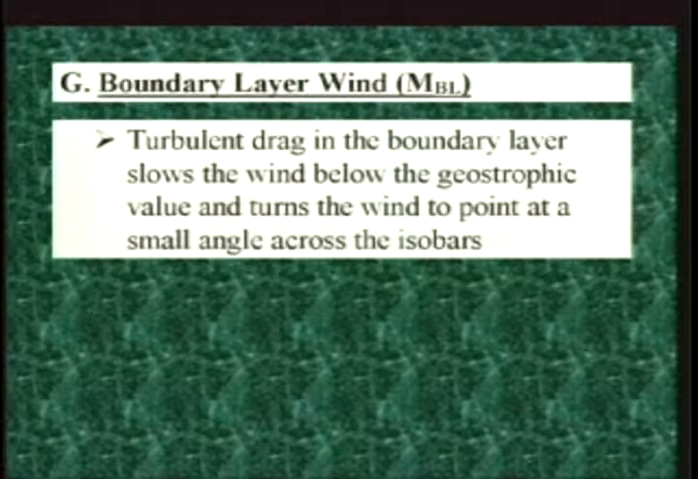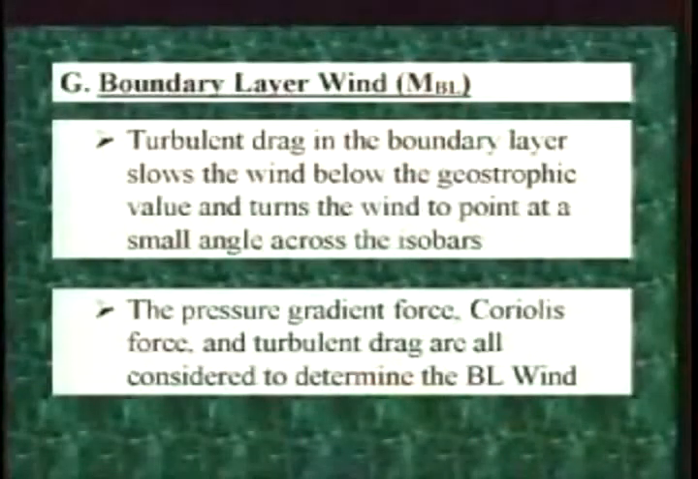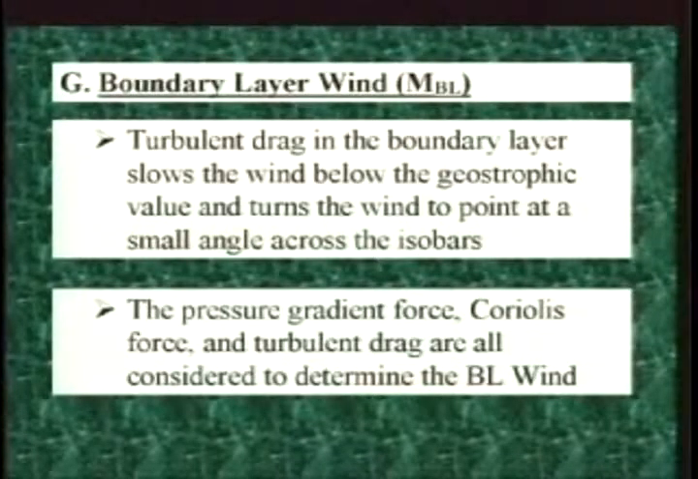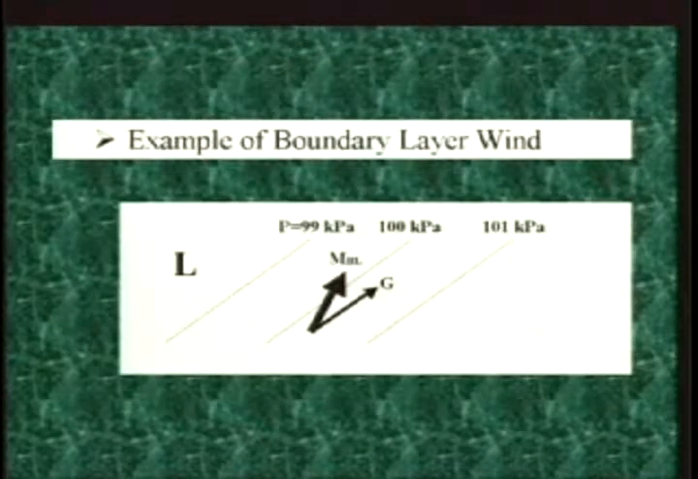So, in that particular case, you need to understand that the boundary layer wind, that's the wind down here where we are, that's where you're forecasting for, is going to have a slight curve to it. The turbulent drag down in the boundary layer is going to affect that wind and cause it to turn and actually cross over the isobars. The pressure gradient force, Coriolis force, and turbulent drag are all considered to determine the boundary layer wind. So we have to take into account all of that.